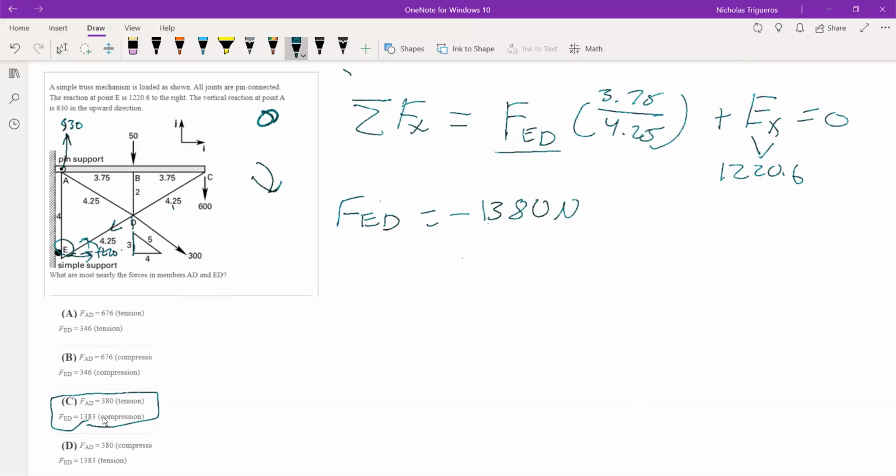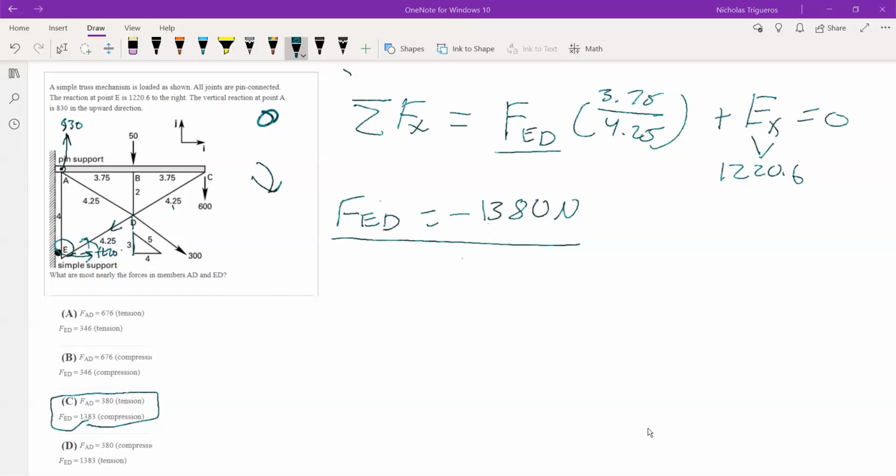Hey, look, we already got one of them, and we got it in compression. So ultimately, we still know the answer just after calculating that. We technically don't need to calculate anything else, because you can say that it's shortening, and that's the compression. And every other answer has ED as tension, or the wrong value. But we'll go through it anyway just because we can. Technically, this problem is fairly short.